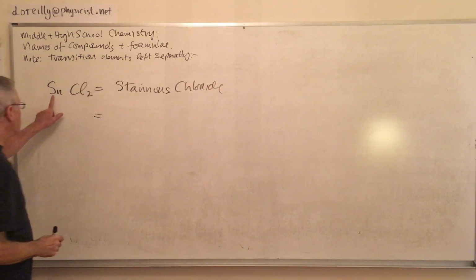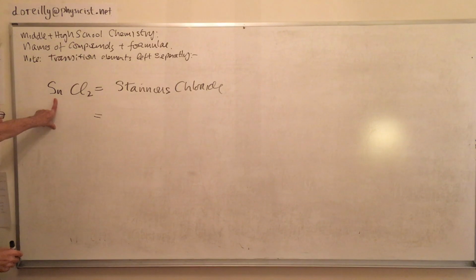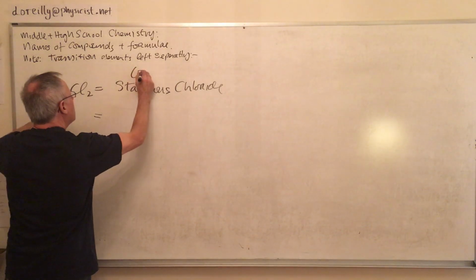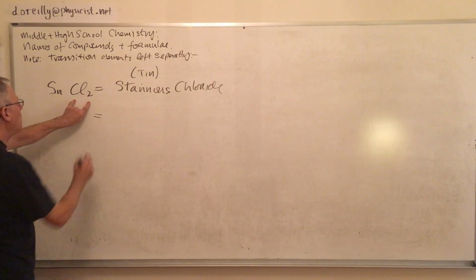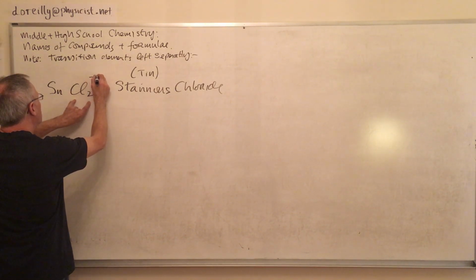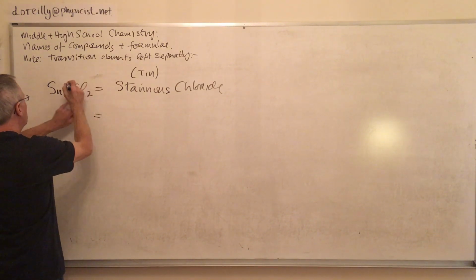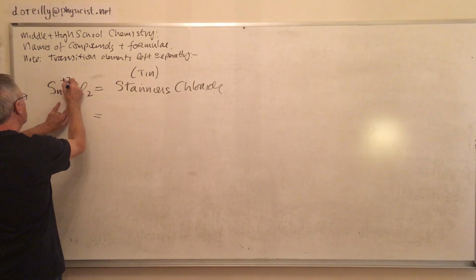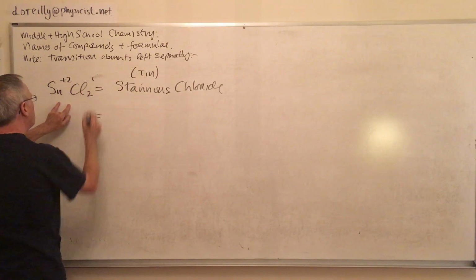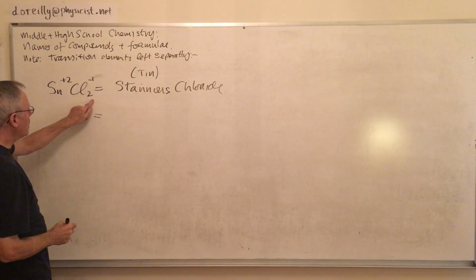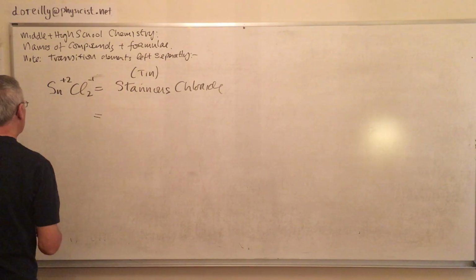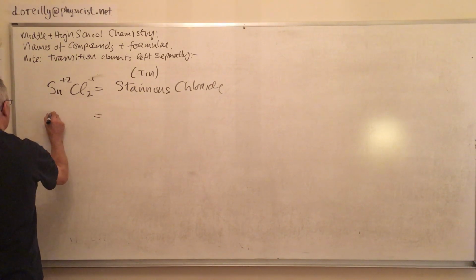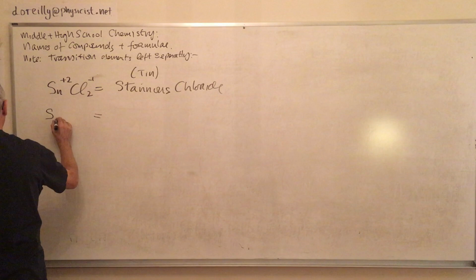Now we ask ourselves, what is going to be the valence of tin in this compound? Well, chlorine, as we know, is -1. And we've got two of them. So the valence is going to be +2. For two chlorines, to neutralize and have a neutral compound, stannous chloride. Okay, let's try another one.